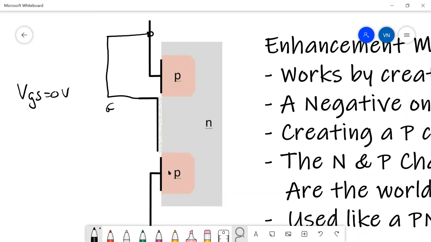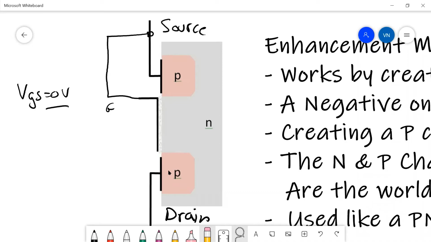And you may have noticed that I've shorted it to the upper terminal. That's because when we look at P-channel FETs, they're flipped vertically. The source is at the top and the drain is at the bottom. So we would set VGS equals 0 volts by shorting the gate to the source, and then there would be no P-channel and we would have no conduction.